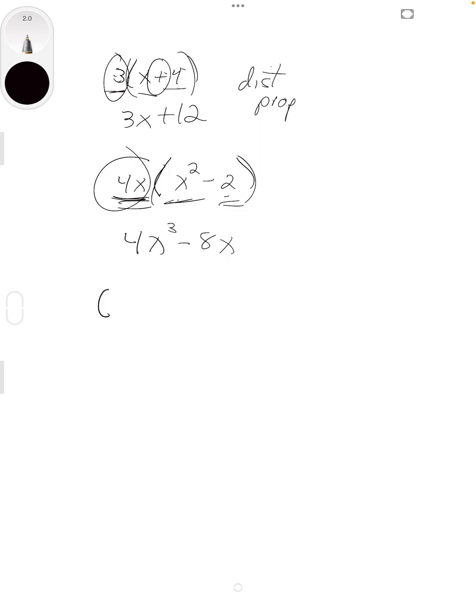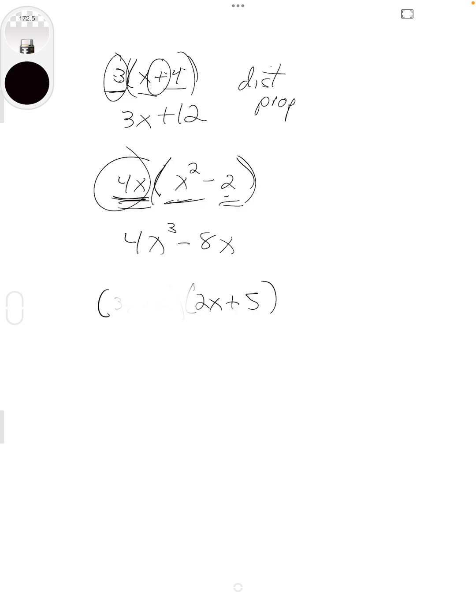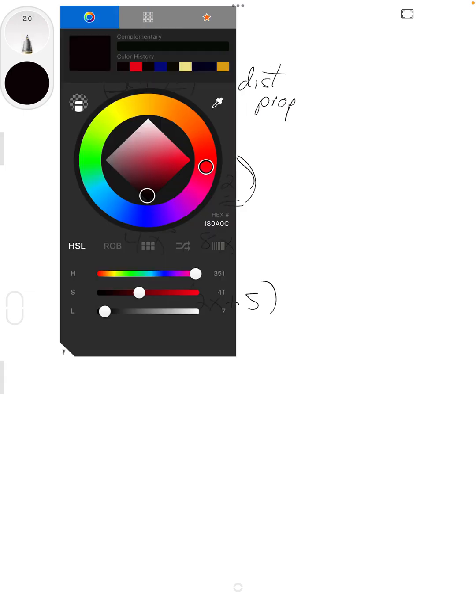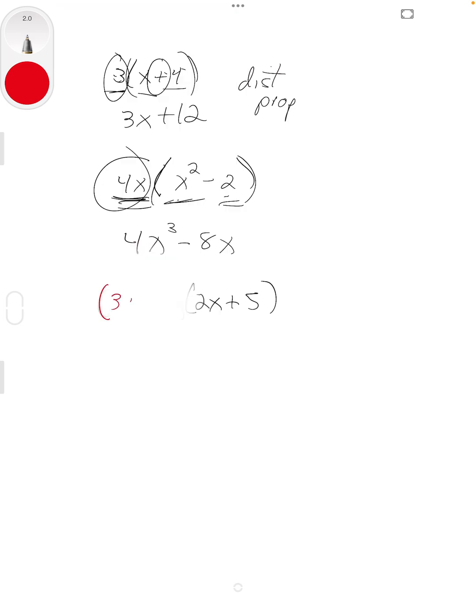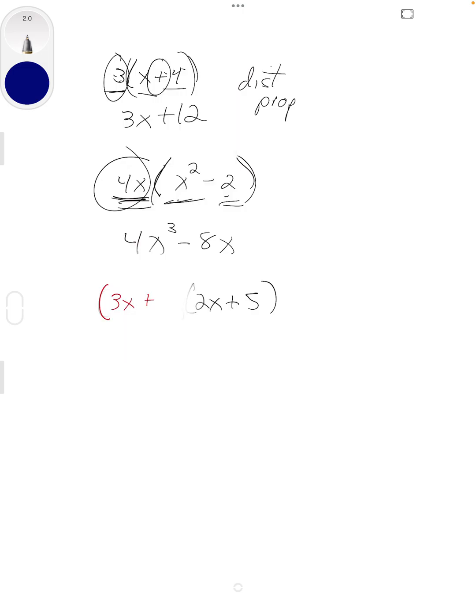Okay? So let's move to a little bit more complicated. What if you have something like 3x plus 2 times 2x plus 5? Here is where your brain has to look at this a little differently. I'm going to help out by colorizing these. So instead of saying 3x plus 2, I'm going to say 3x plus, and I'll pick a different color, blue, 2, times 2x plus 5.